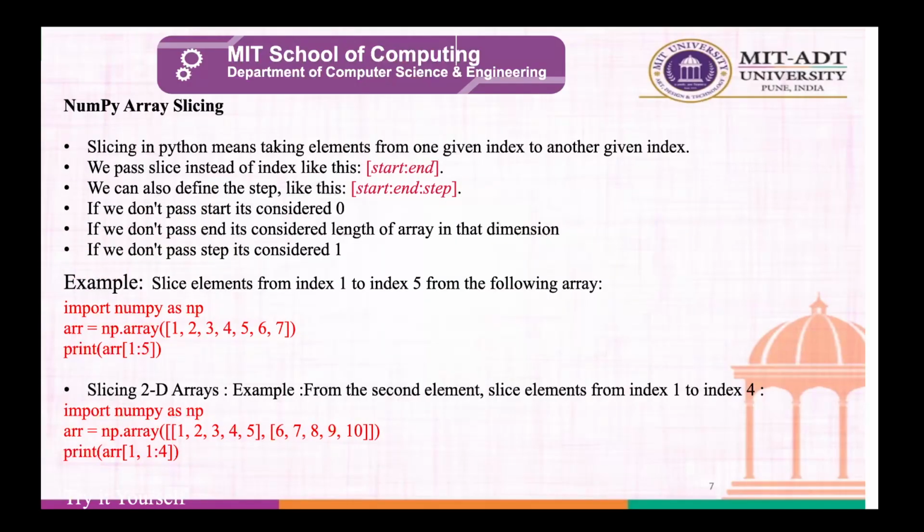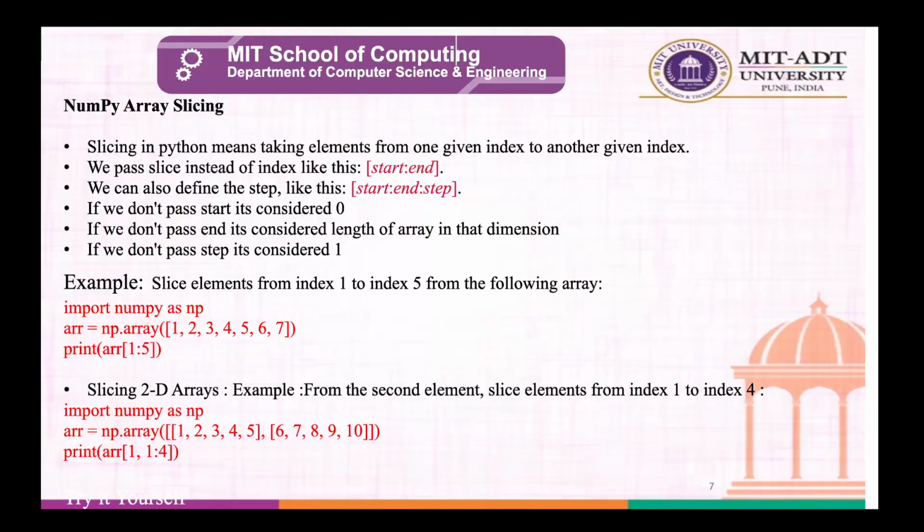Then next is NumPy array slicing. Accessing a single element from an array is also a part of slicing. If you look at the slicing operator, it has multiple parameters: start colon end colon step. The start argument indicates the index from which we want to take a slice. If the start index is not provided, it is considered as 0. If we don't provide the end index, then it is considered up to the last element of the array, so the length of the array is taken as the end value. And if we don't provide a step value, then by default it is considered as 1.